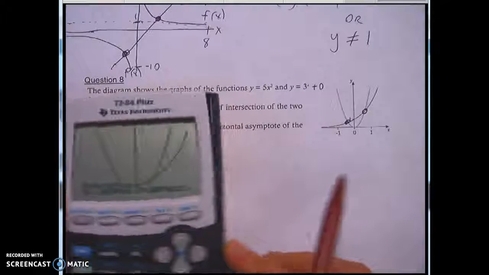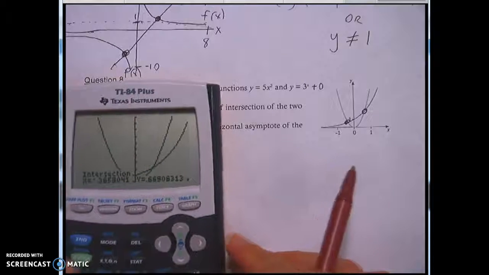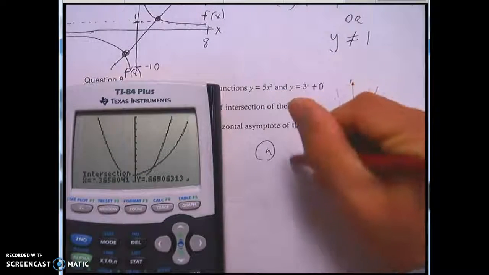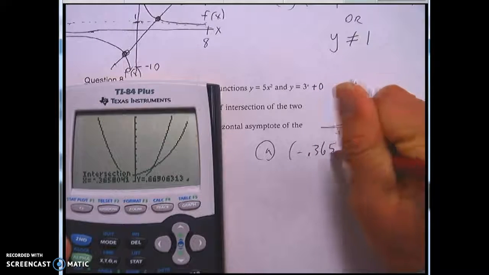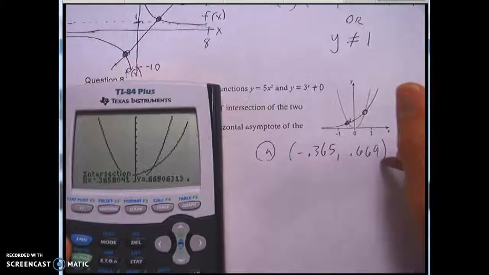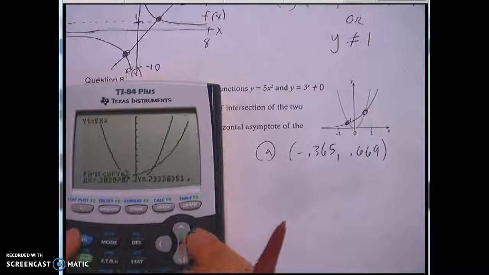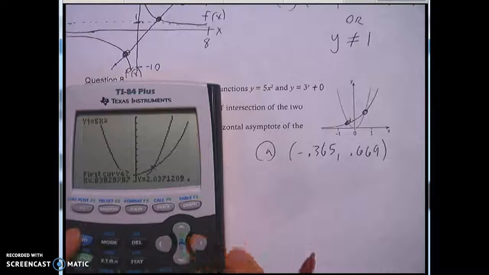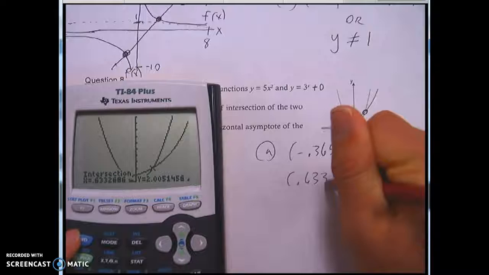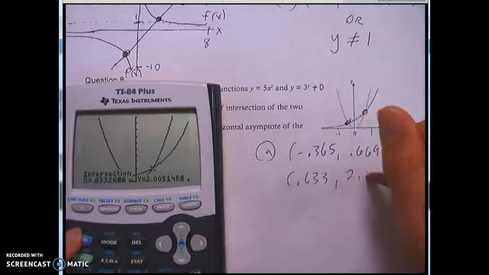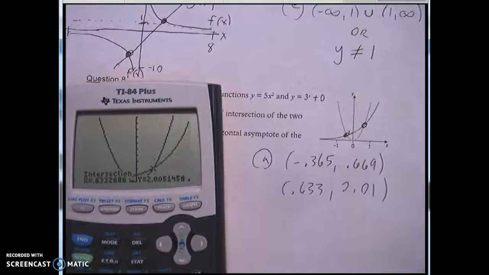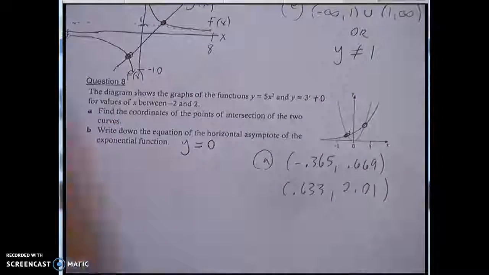The negative one is, and we'll just go to 3 significant figures here. Part A would be -0.365, comma 0.669. That's that first one. Second calc 5. Move the spider over to get on top of the other intersection point. So I'm just moving it really, really close right there. Enter, enter, enter. That's going to be 0.633, comma 2.01. 3 significant figures. Alright, that's it.